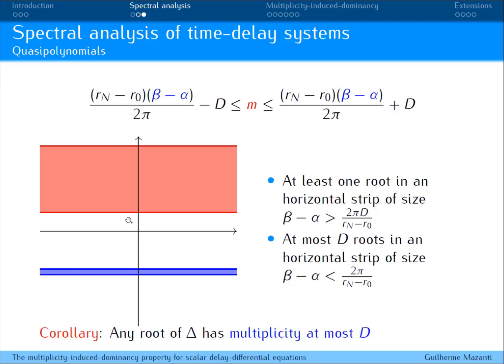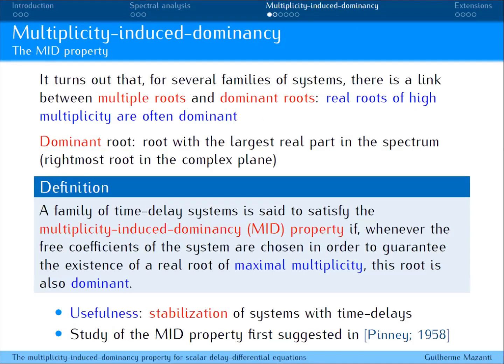Because if you take a root, for instance, let's say that you have a root here, you take a very small strip containing this root, and you know by this bound that the number of roots here is at most d. So since this number is counted according to multiplicity, we know that here I'll have at most d roots. Okay, so I've been talking now about multiple roots.